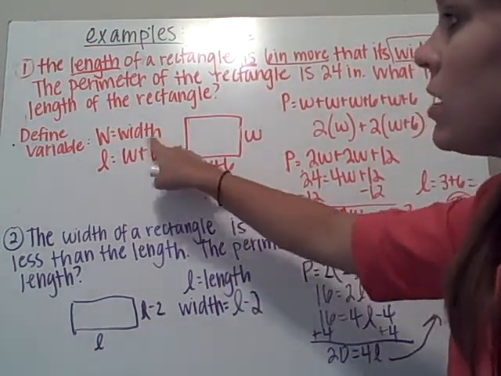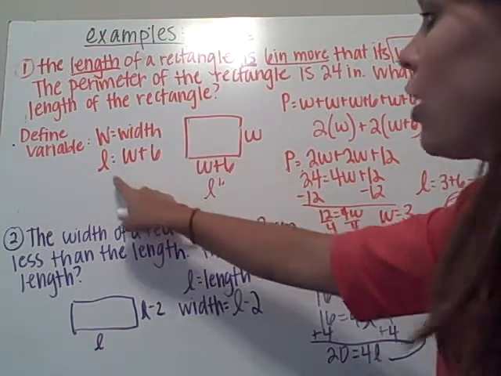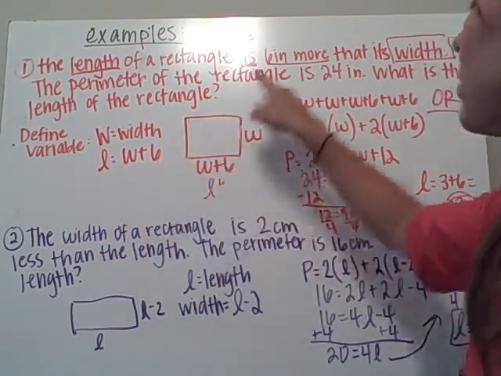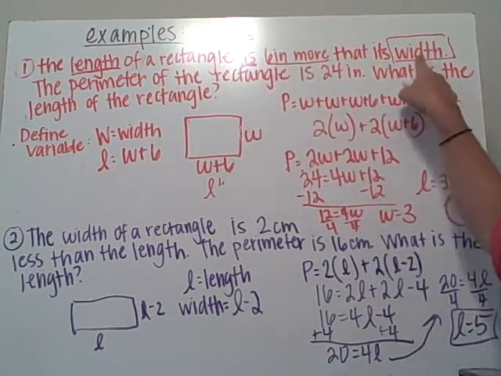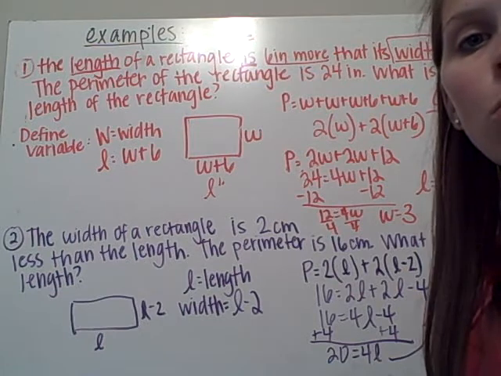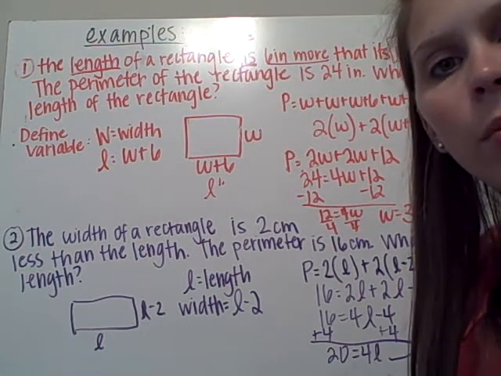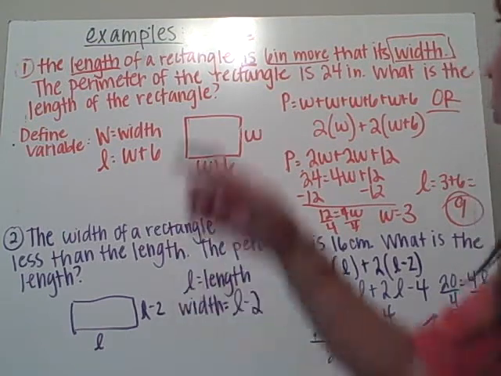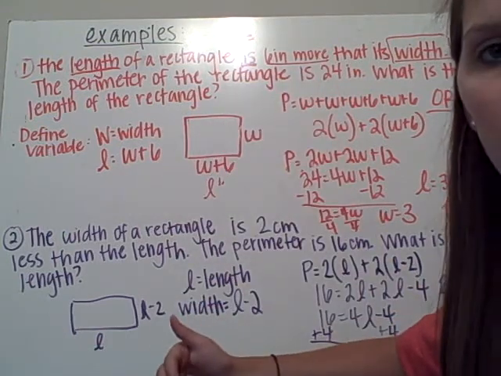So W is going to represent our width, and the length of the triangle is going to be the width plus 6 because it is 6 more than the width. Now we are representing 2 unknown quantities using the same variable. It talked about perimeter. Well, perimeter means we add up all the sides.